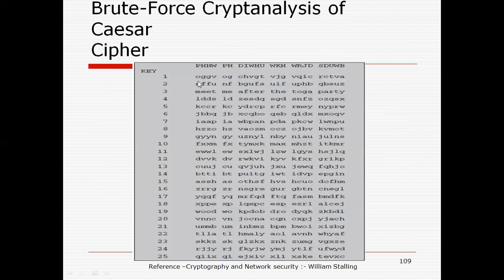I will apply all 26 keys. So A is replaced by B, then A is replaced by C, then A is replaced by D, like this. Each character is replaced by plus one character, plus two, and so on. So within 25 operations, I will get a meaningful message here. That's why Caesar cipher is a very simple technique. In the advanced symmetric techniques, we use complicated methods for substitutions.